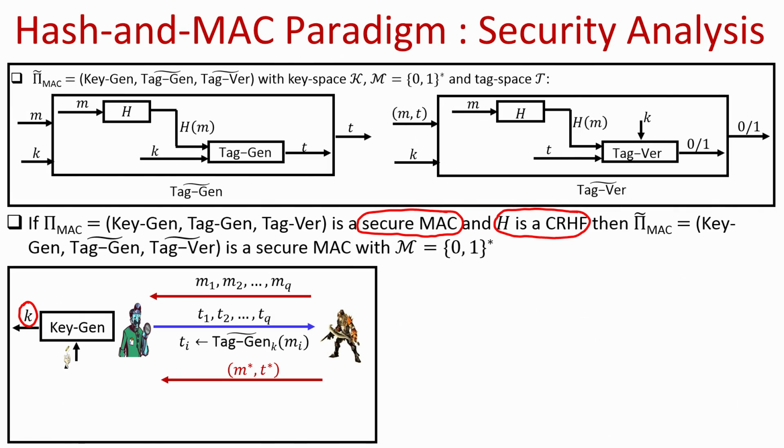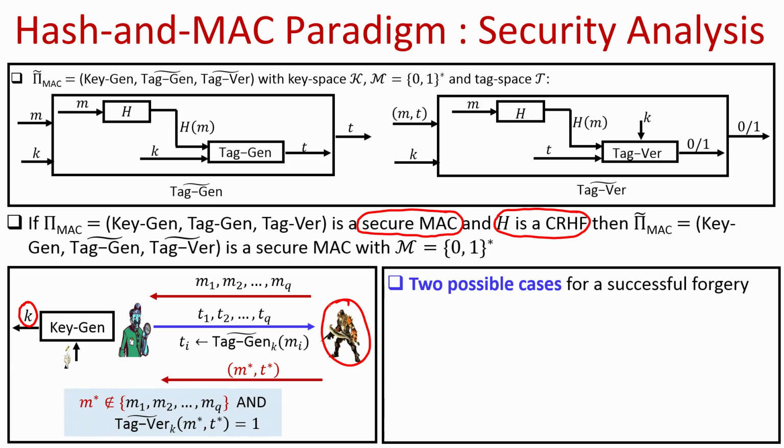And finally, the adversary outputs a forgery, namely a message comma tag pair, and we say that the adversary has won the game, or the output of the experiment is 1, if this message M star which has been submitted by the adversary is different from all the messages for which the adversary has asked for the tags, and the tag verification of the composed MAC on M star comma T star gives you the output 1. So, our goal is to show that if the base MAC is secure and the underlying hash function is collision resistant, then the probability that any polytime adversary could win this experiment is upper bounded by some negligible probability.